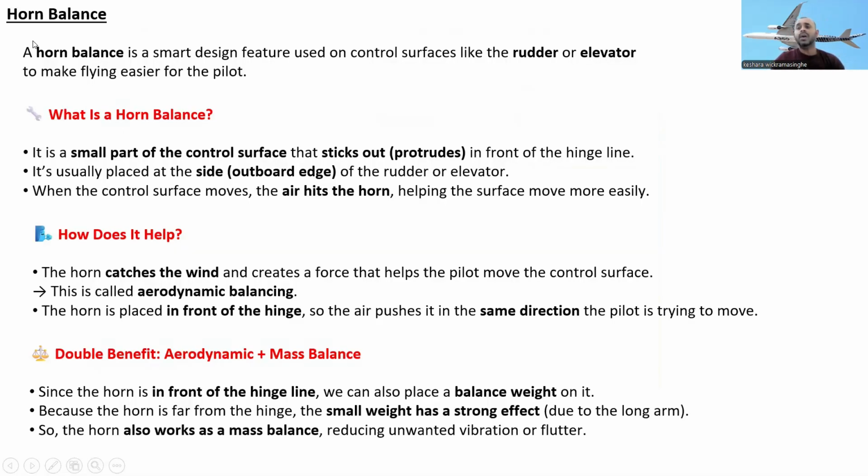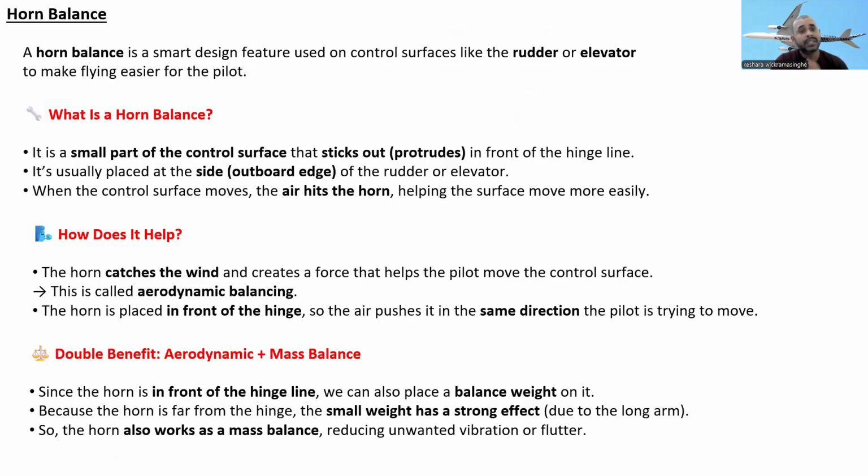Now let's go to the horn balance. A horn balance is a smart design feature used on a control surface like a rudder or elevator to make flying easier for the pilot. So what is a horn balance? It's a small part of the control surface that protrudes in front of the hinge line. It's usually placed at the outboard edge of the rudder or elevator. When the control surface is moved, the air hits the horn and helps the surface move easily.